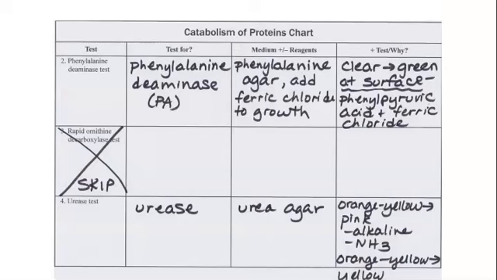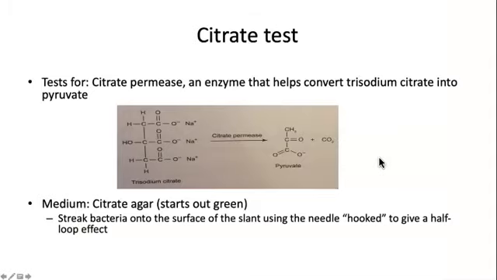Let me back up. This middle test, the rapid ornithine decarboxylase test, we are not doing, so you can just skip that. The last test we're going to talk about is the citrate test. This tests for a bacteria's ability to break down citrate using an enzyme called citrate permease. Specifically, that helps convert trisodium citrate, which is basically citric acid, into pyruvate.